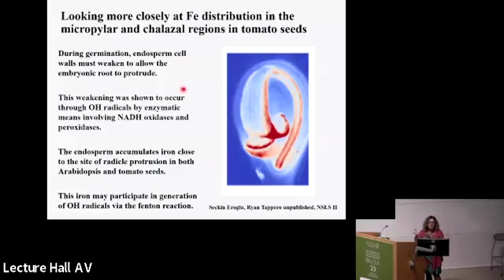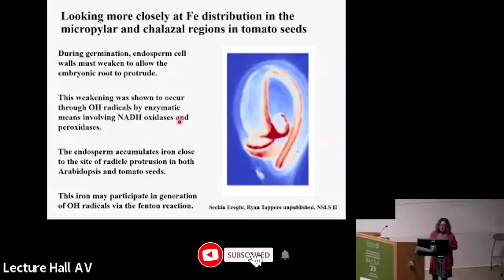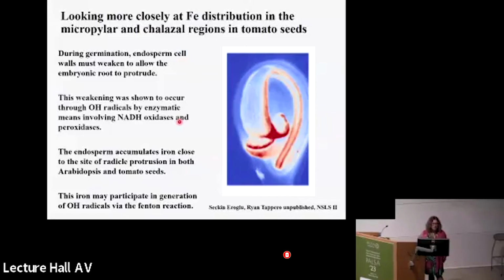So the seed coat has to rupture, but the endosperm also has to rupture. And this weakening was shown to occur through hydroxyl radicals that are generated locally. Usually NADH oxidases and peroxidases have been implicated. But Seckin's idea was because we have iron right here, close to where the radicle is going to protrude, maybe this iron is participating in the generation of hydroxyl radicals via the Fenton reaction. And so that's sort of where his lab is going to go with this project with some help from us.